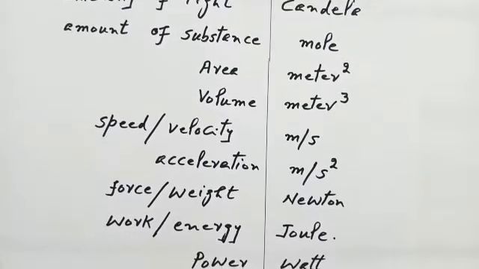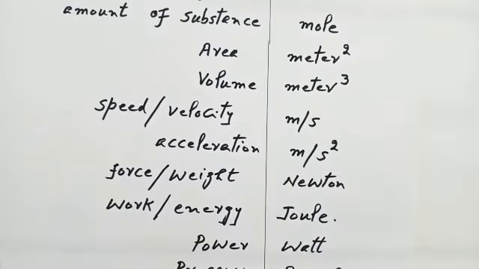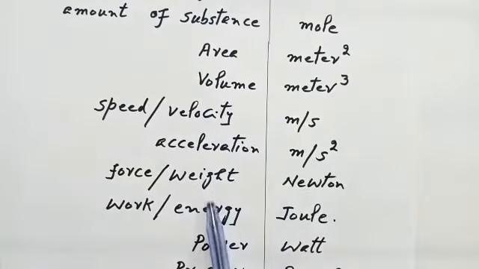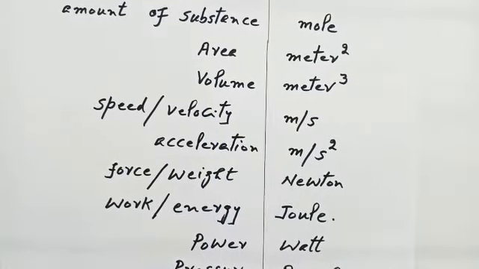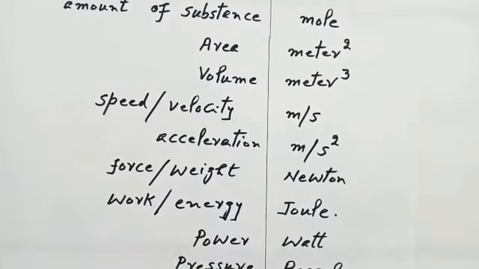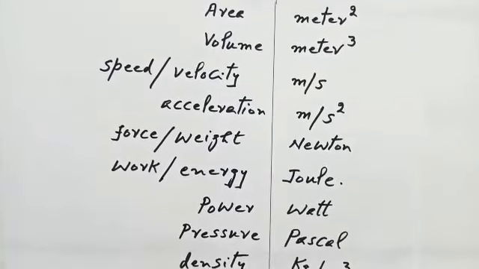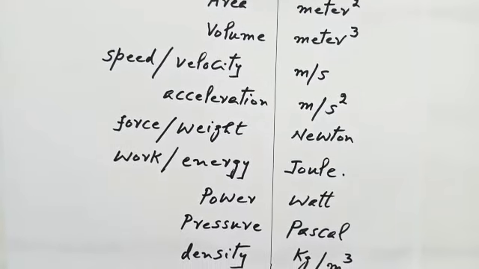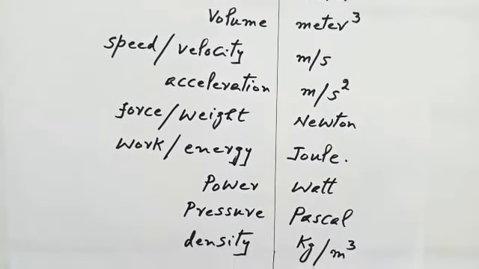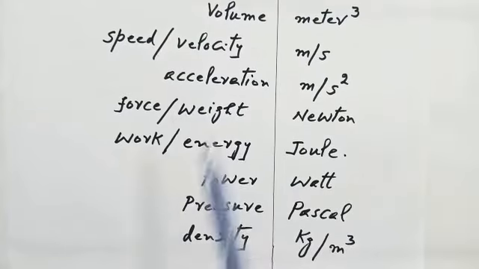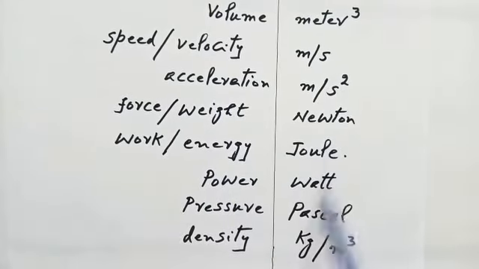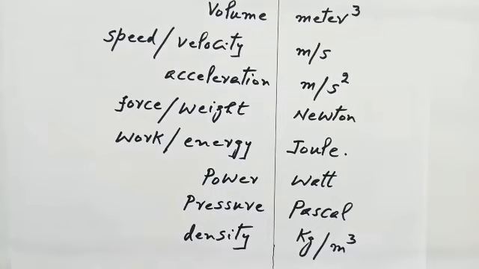Force and weight have the same unit, that is Newton. Energy and work have the same unit, that is joule. Unit of power is watt. Unit of pressure is Pascal. Unit of density is kilogram per meter cube. So these are the quantities, these are the units. Every physical quantity has its own unit.